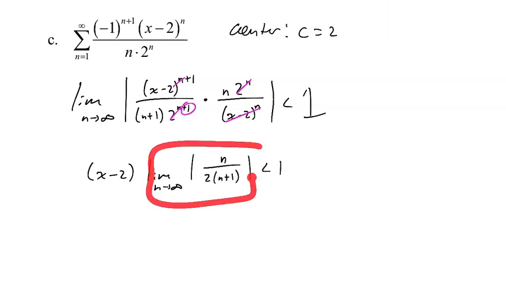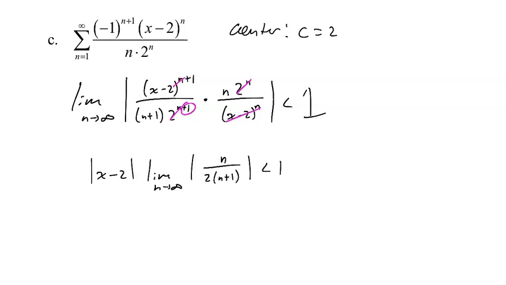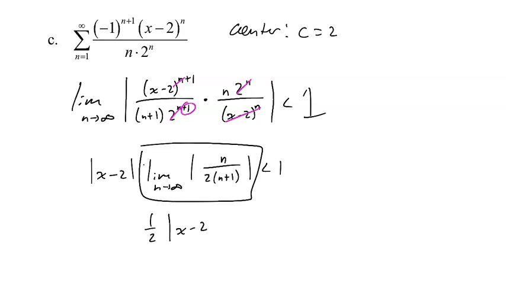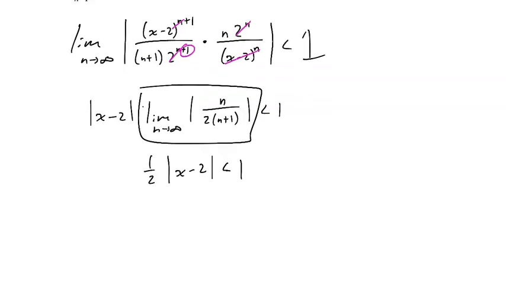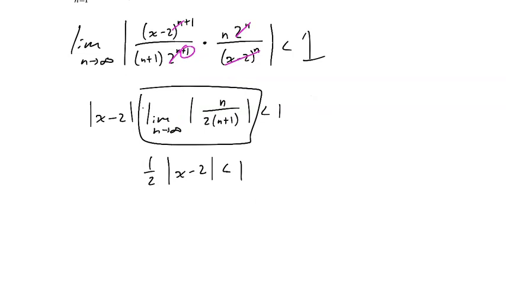So this limit here, that's a rational function, that will go to 1/2. So I have, ooh, I goofed. That should still be absolute value, sorry. So I have absolute value of x minus 2 times, this part is 1/2. So I have 1/2 absolute value of x minus 2 less than 1. You can multiply by the 2 first to get rid of the 1/2.